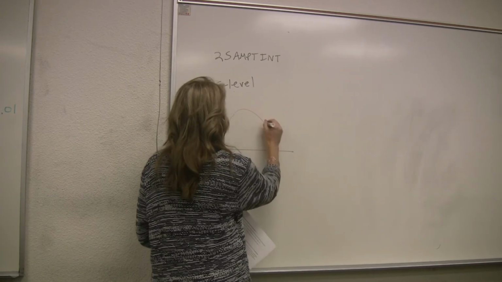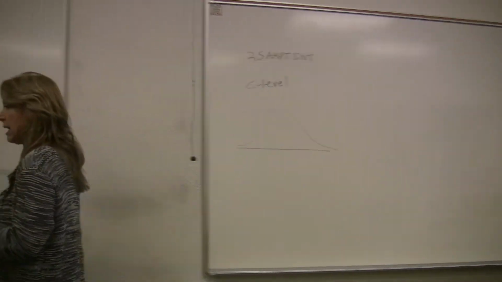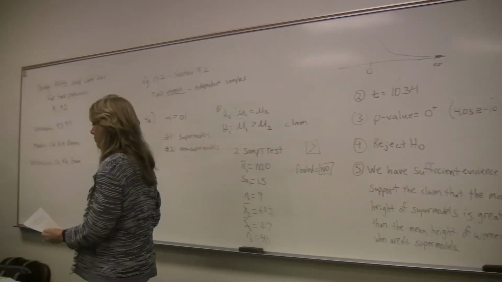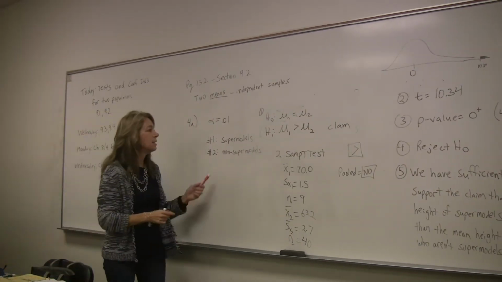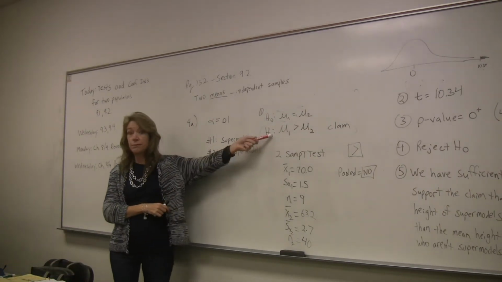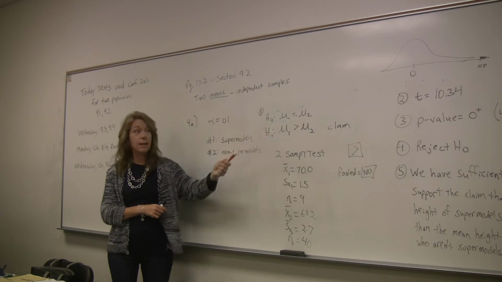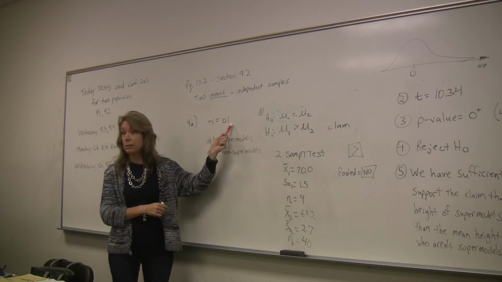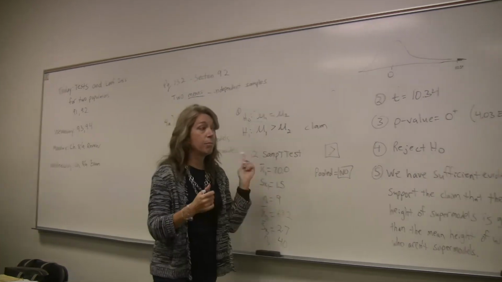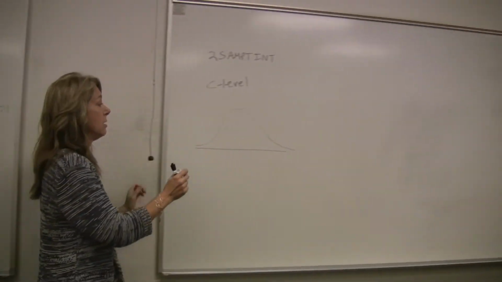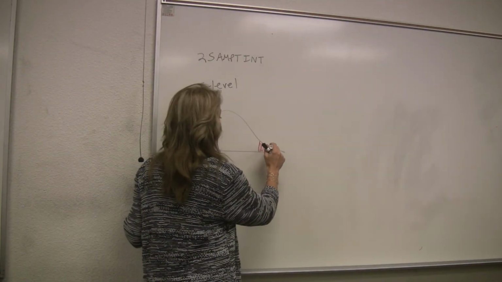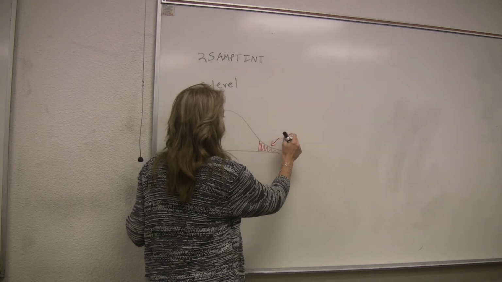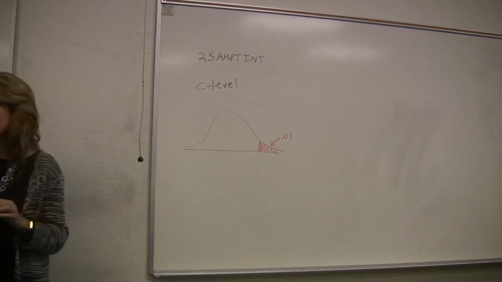The original test was what kind of tails? Left, right, two-tailed? Right-tailed, greater than, with an alpha of 0.01. So I'm going to draw the picture that goes with that test. It was right-tailed with an alpha of 0.01. That's the picture that goes with that test.